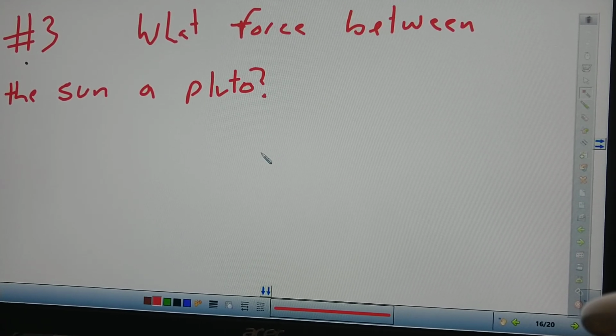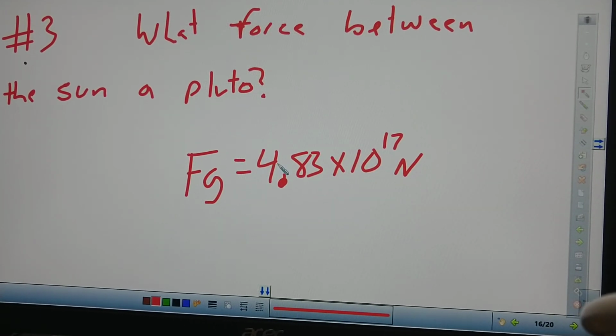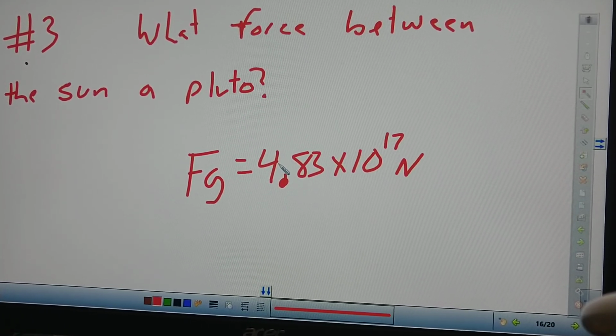What force exists between the sun and Pluto? I'm not going to give you the formula again because you know what you're doing. The answer's coming up. You should have gotten 4.83 times 10 to the 17th newtons.